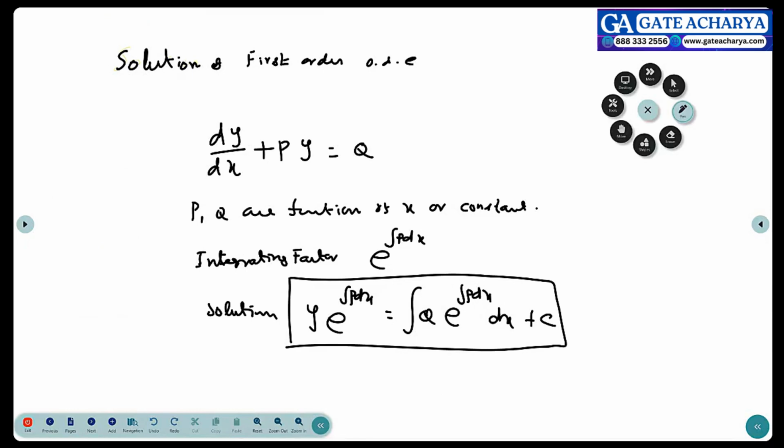How do we find the solution of these first order linear differential equations? Before that, we find the integrating factor. It is e power integral p dx, where p is identified from the coefficient of y. The final solution of this equation is y into integrating factor is equal to integral of q into integrating factor into dx, where q is the right hand side of the equation. Finally, we add a constant c.